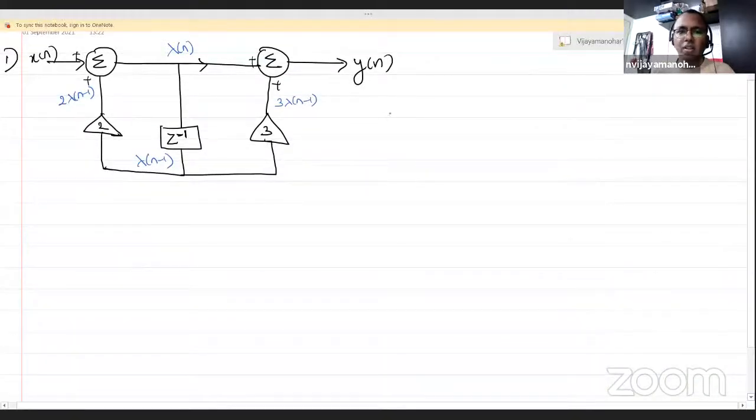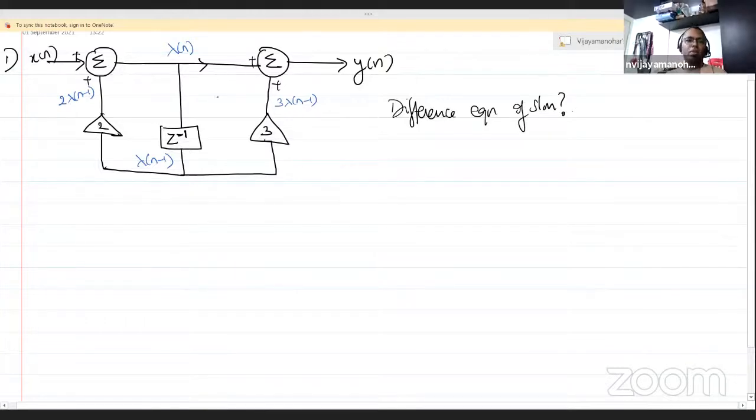So we were asked to find the difference equation of the system. Correct. So I am assuming this intermediate point as some lambda of n. So this is z inverse, and z inverse is nothing but delay in time domain. So this becomes lambda of n minus 1, this becomes 2 lambda of n minus 1, and this becomes 3 lambda of n minus 1.